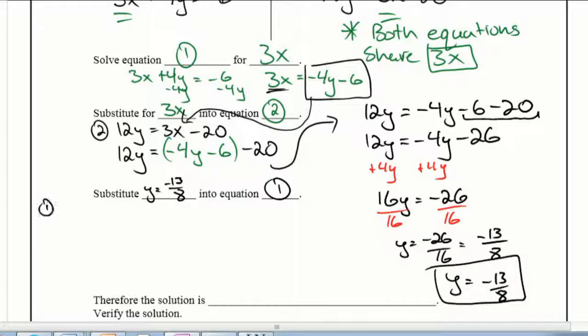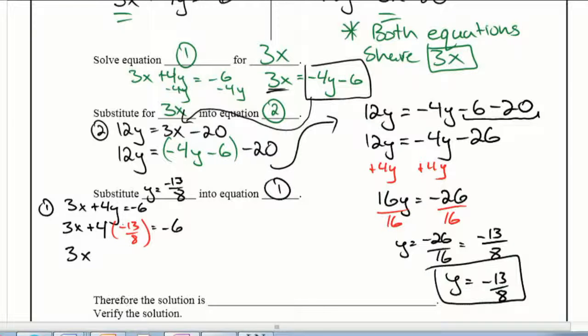So my first equation was 3x plus 4y is negative 6. And I have 3x plus 4, and instead of y, I'm going to substitute in negative 13 over 8. So from this point, it's exactly the same as the other methods we'd been doing. All right, let's see how we can simplify this. It's going to get a bit messy.